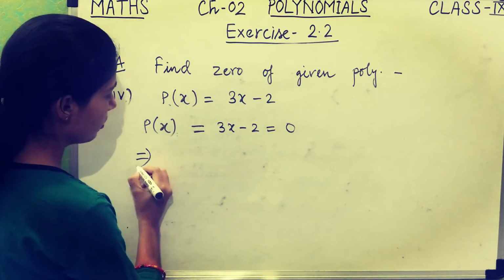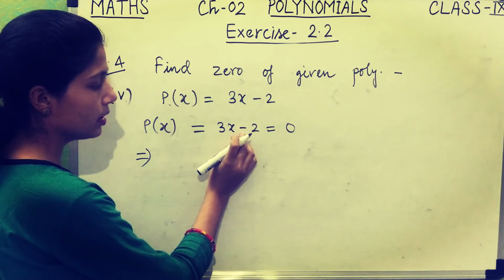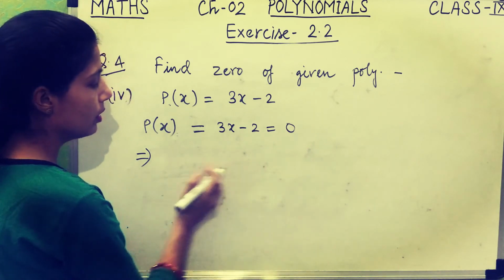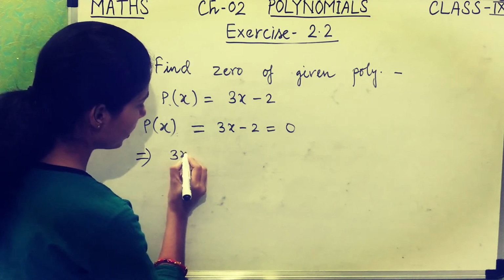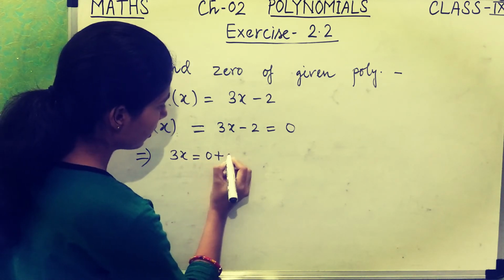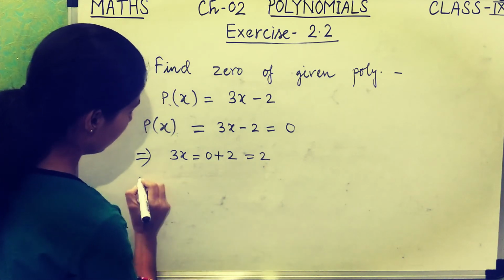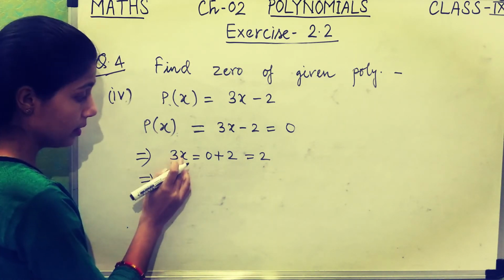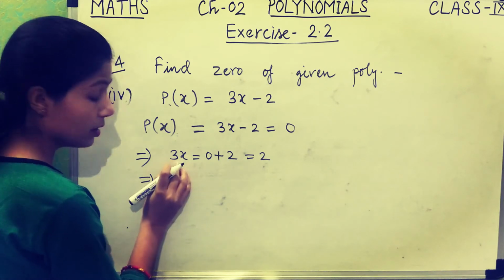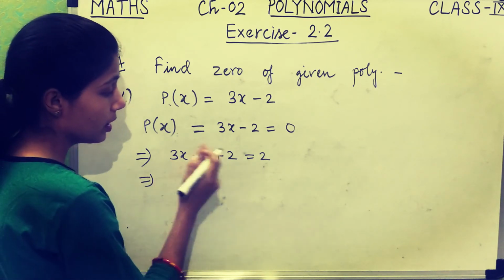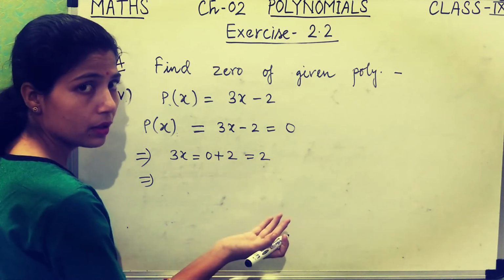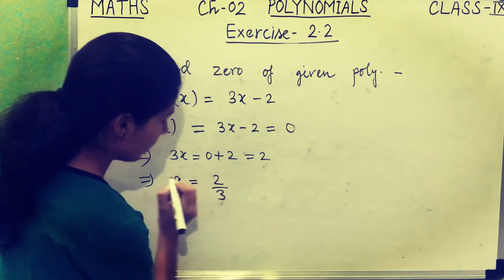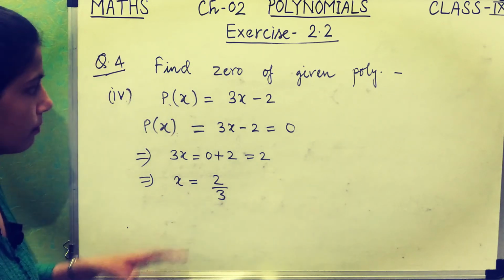If you transpose this 2 here, it is being subtracted, so on the other side of the equal sign it will be added. So 3x = 0 + 2, which is 2. Now transpose this 3, which is attached to x by multiplication, so on the other side of the equal sign it will be divided. So x will be 2 upon 3. So this is the zero of this polynomial.